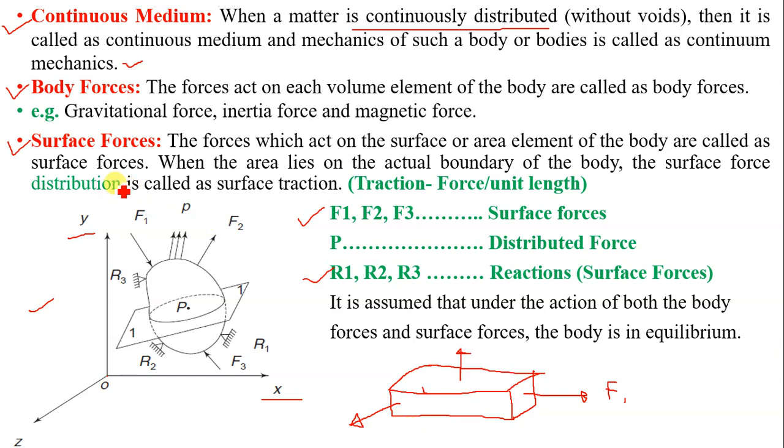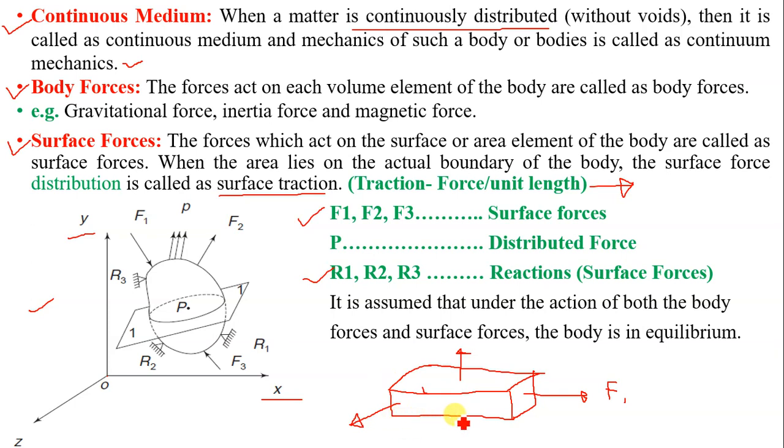Now what is meant by distributed forces? When the area lies on the actual boundary of the body, the surface force distribution is called surface traction. Surface traction means force per unit length. It is somewhat like UDL, force per unit length.